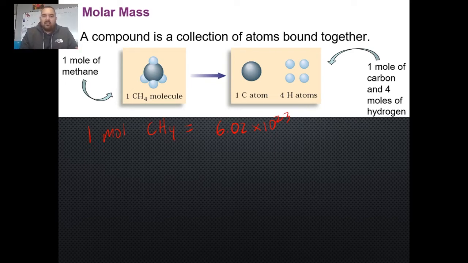So how many carbon atoms do we have in 1 mole of methane? Because there's only 1 carbon in methane, 1 mole of methane, CH4, is equal to 1 mole of carbon, which means that we have 6.02 times 10 to the 23rd carbons. But in a CH4, we have 4 hydrogens.